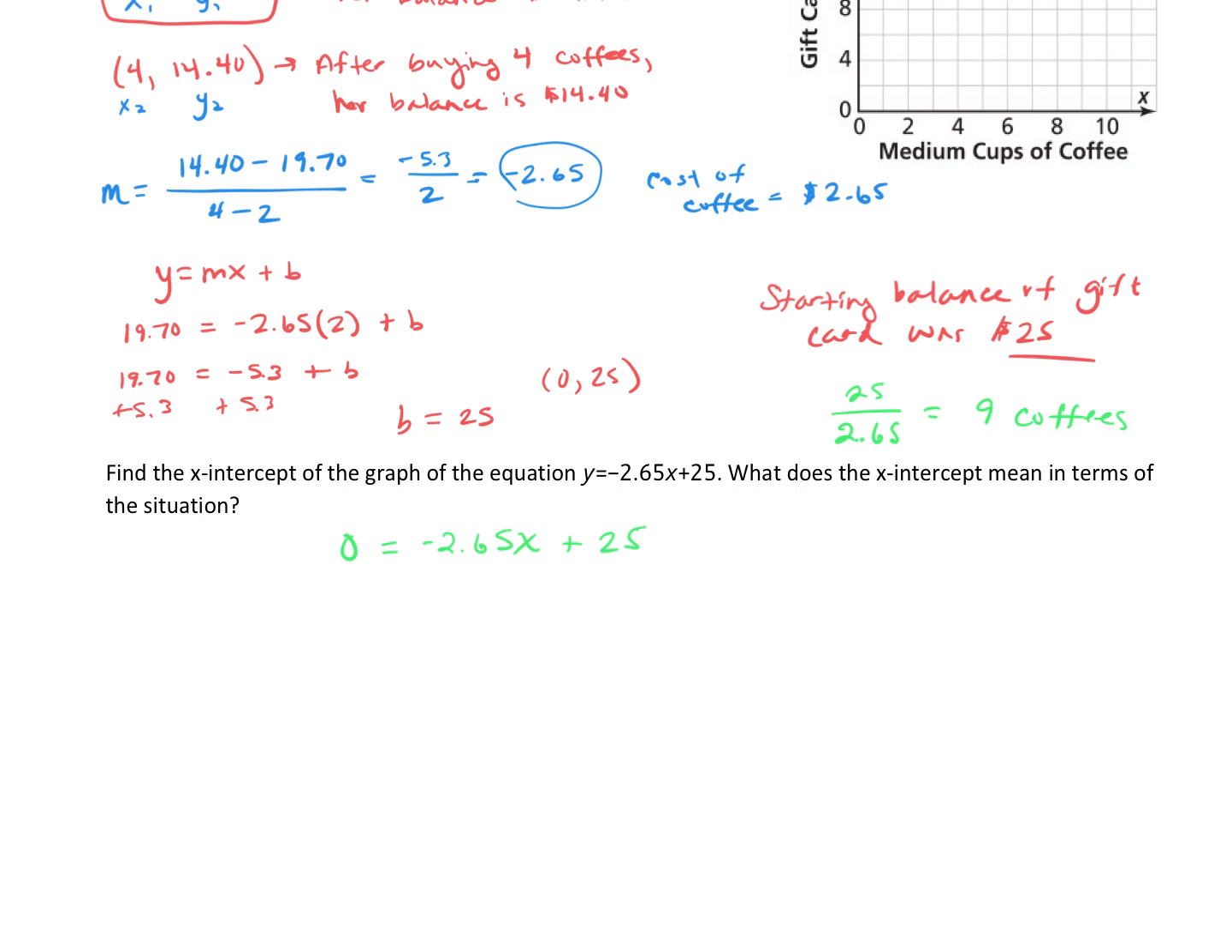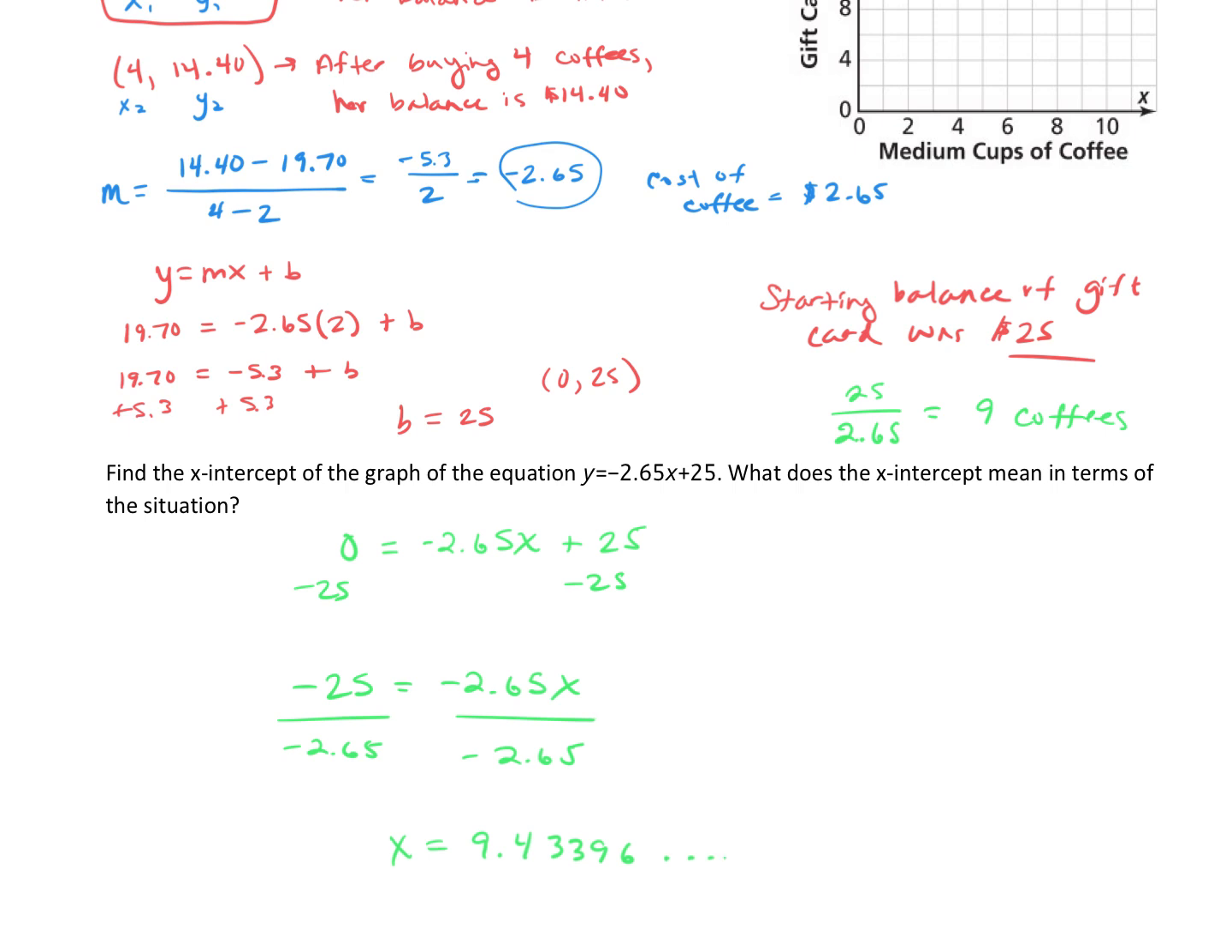So we have an equation, we made the y value a 0 so that we can solve for the x value. So we will subtract 25 from both sides. Negative 25 equals negative 2.65x. Divide both sides by negative 2.65. And our x value is that same number we got up there, 9.43396, and so on.